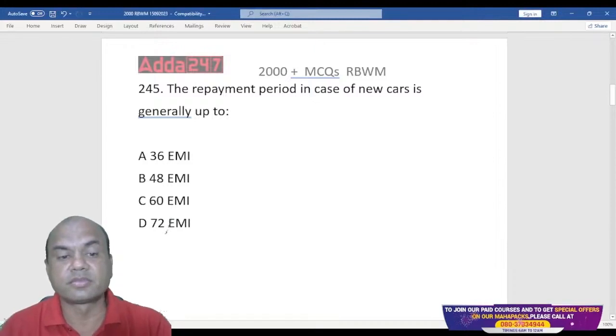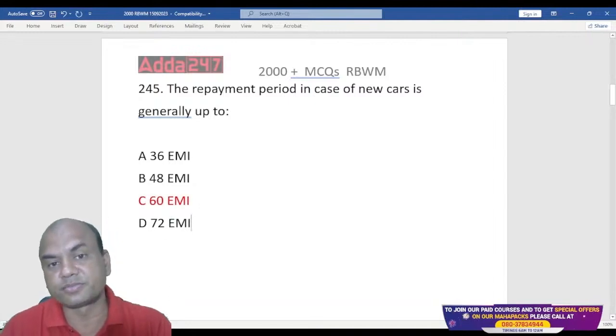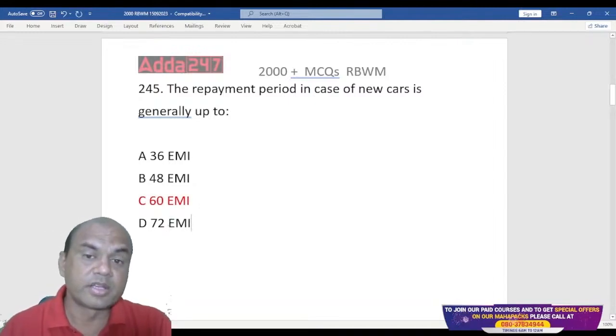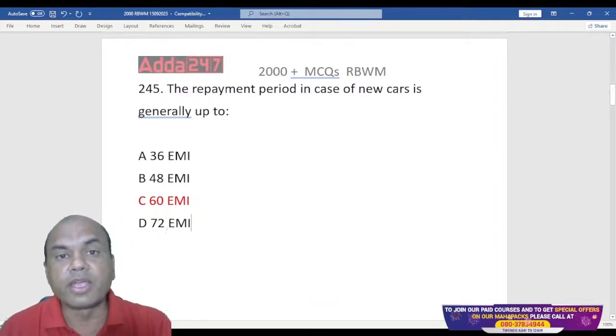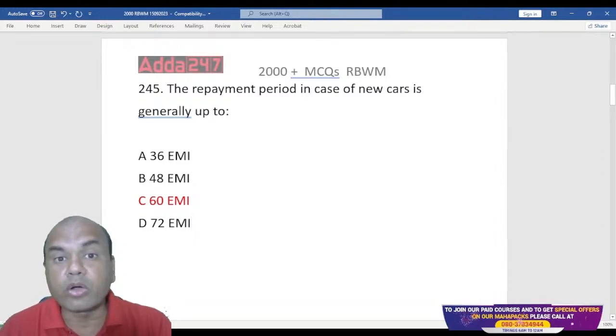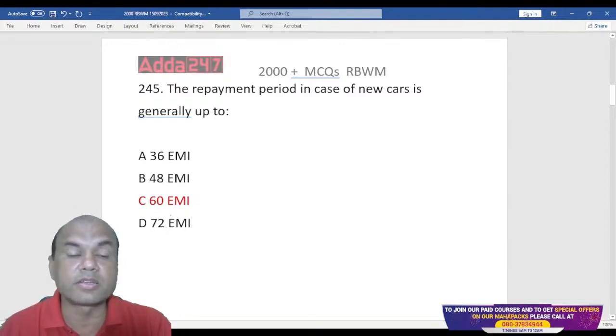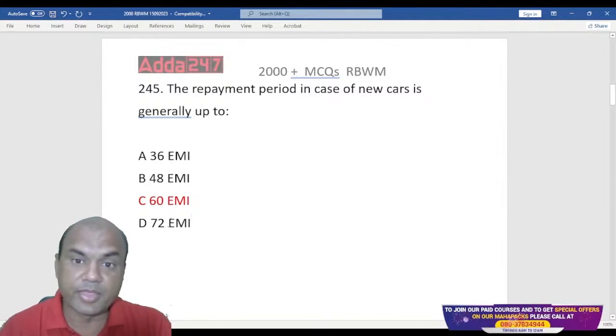New car loans is 60 EMI, correct? 5 years. New car loans is always 5 years. Now, vehicle loan, many of you get confused in vehicle loan. Vehicle means which vehicle are we talking of? We are talking of two-wheeler, we are talking of car, but we are not talking of commercial vehicle. Suppose truck loan, that is not considered as a vehicle. That is a commercial vehicle. So, vehicle loan is separate. Got it?